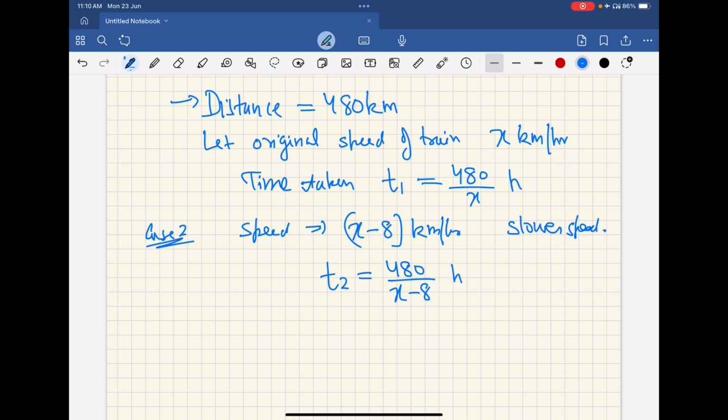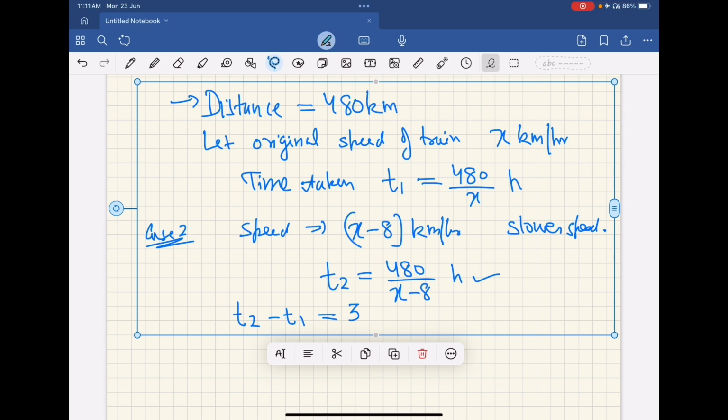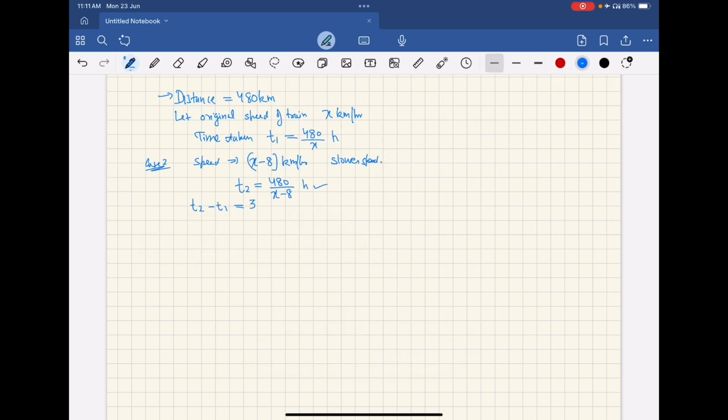So the question says it would have taken 3 hours more to cover the same distance. So यहाँ पे ये टाइम ज्यादा है. So what is being said? T2 minus T1 equals 3. Okay. So now let us write this and form a quadratic equation. We will just form the quadratic equation. Solution हम next chapter से शुरू करेंगे. So T2 is 480 by x minus 8 minus 480 by x, which is equal to 3.